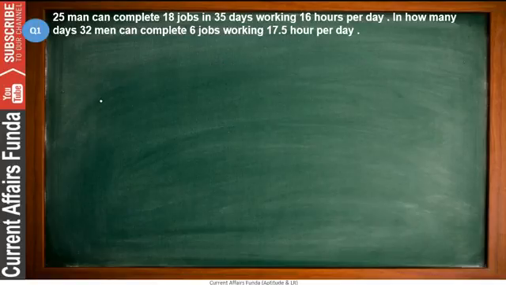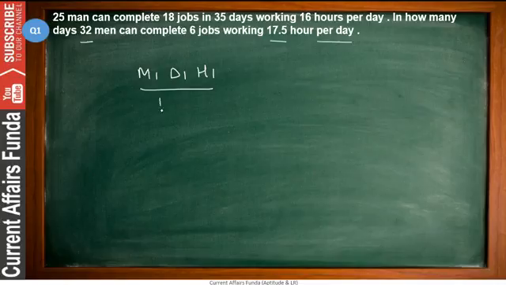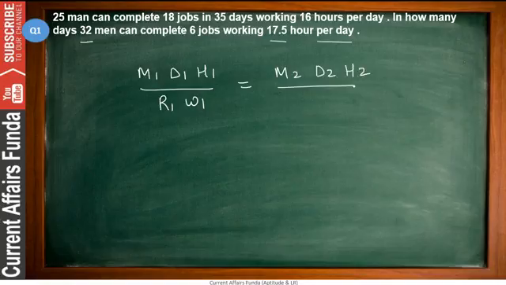The first question is: 25 men can complete 18 jobs in 35 days working 16 hours per day. In how many days can 32 men complete 6 jobs working 17.5 hours per day? You should apply the same formula that I told you previously, M1 D1 H1 divided by R1 W1 is equal to M2 D2 H2 divided by R2 W2.